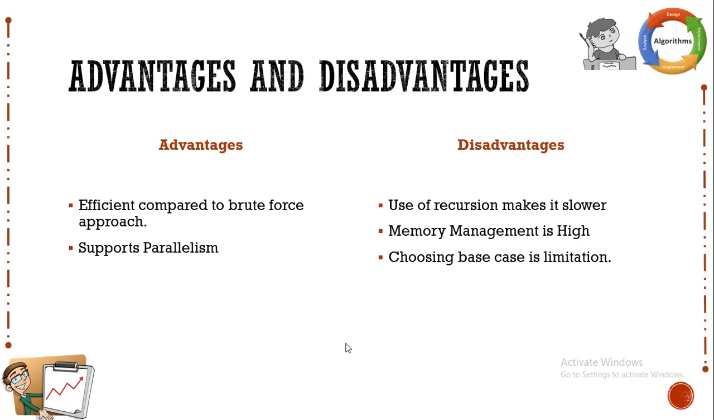And apart from this, as I've told you, choosing the base case is a limitation. As we have discussed earlier, for a person to write a very good and efficient divide and conquer algorithm, he needs to be logically strong and should have good reasoning skills, because it is very important how you select the base case, right?